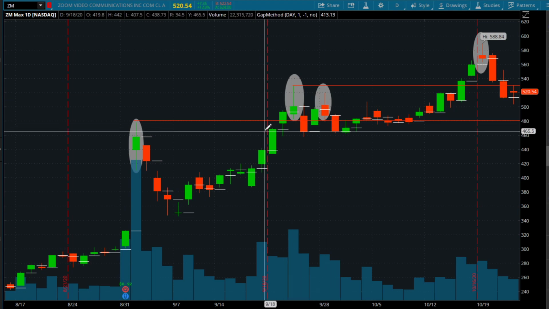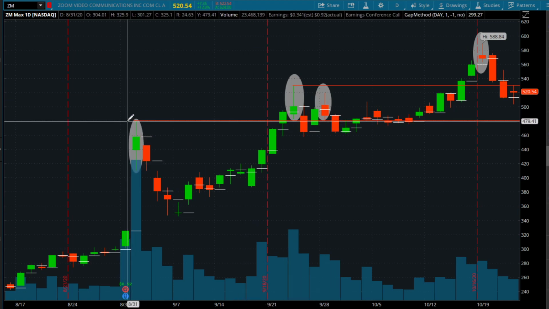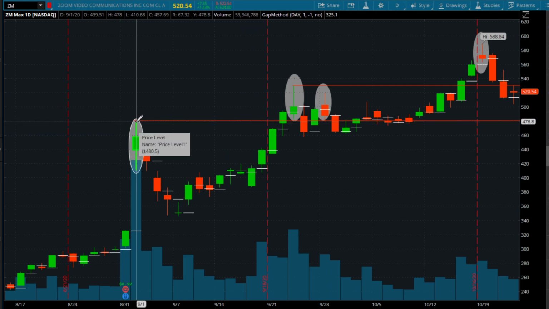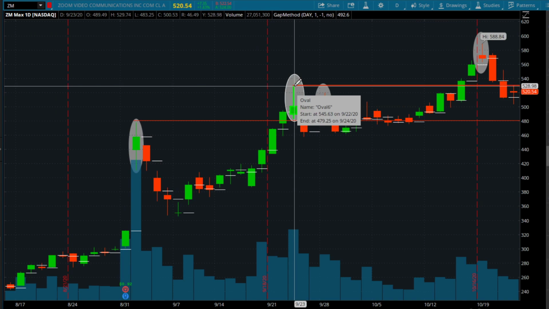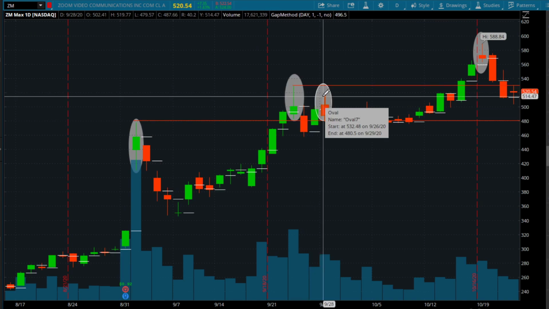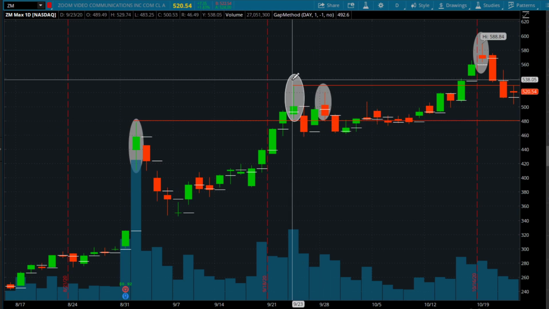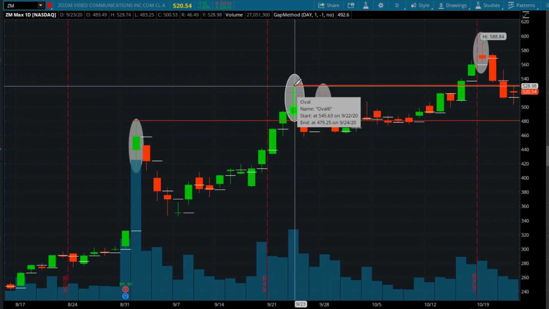Now, this is where it gets interesting. Notice how this resistance level right here is now turning into support, hence the stock breaks out. But then once it forms this bearish candlestick, trend reversal candlestick, it sells off. Once it forms this bearish candlestick, trend reversal candlestick, it sells off. So your new resistance level is right here at 528.